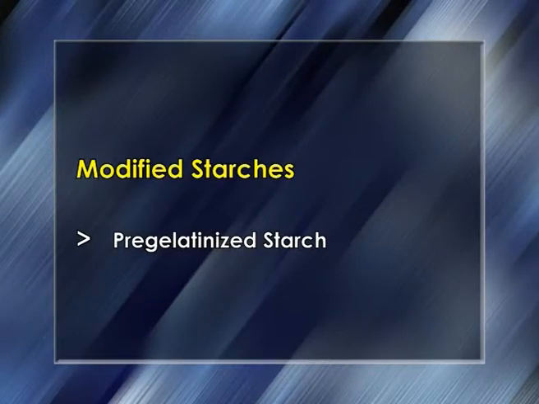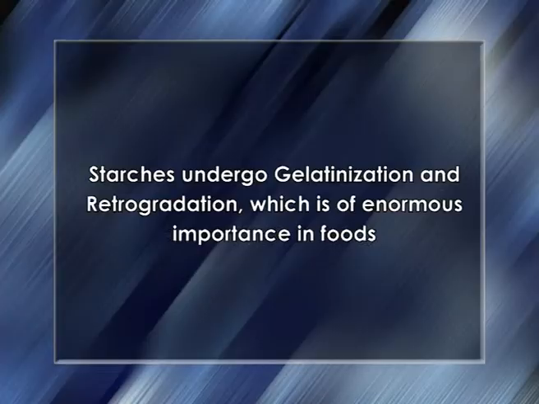Number 3 is pre-gelatinized starch. Heating of starch suspensions followed by drying provides products that are swellable in cold water and form pastes or gels on heating. These products are used in instant foods, for example puddings, and as baking aids. Starches undergo gelatinization and retrogradation, which is of enormous importance in foods. Let's understand what these phenomena are.